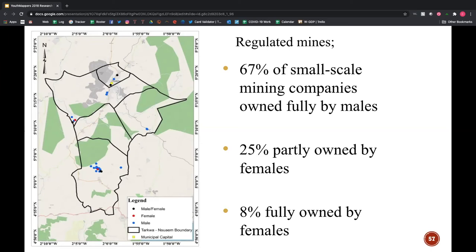Then 25% were owned partly by females. That is the ones in black. And just 8% are the ones that were fully owned by females, which is shown in red. And that is very worrying, since female ownership or female participation only accounts for 33% of the entire participation in mines in the municipality. Next slide.